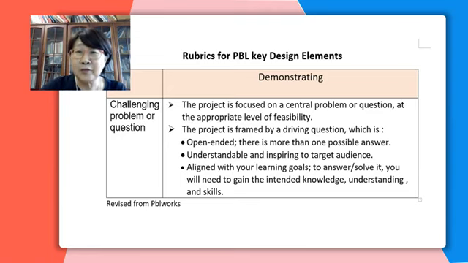Now, let's move on to level 3, demonstrating. Once again, please pause here and take a moment to read through these 3 statements. After that, I will share an example with you. Alright, for item 1, it says, the project is focused on a central problem or question at the appropriate level of feasibility. This criterion highlights the importance of your project's feasibility.